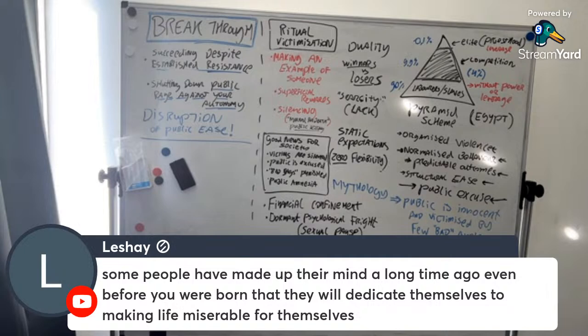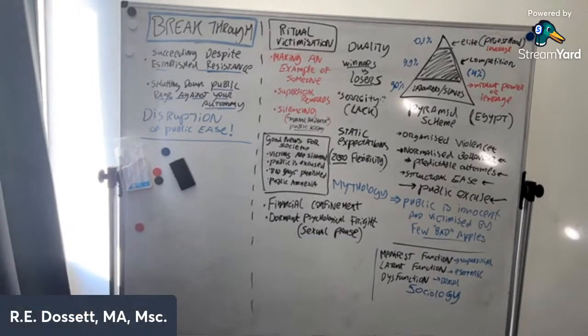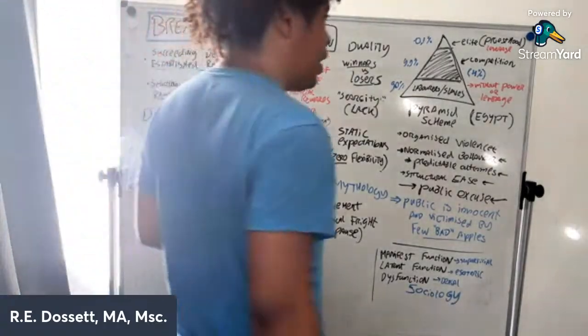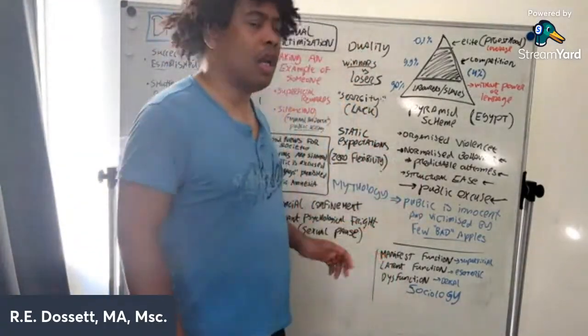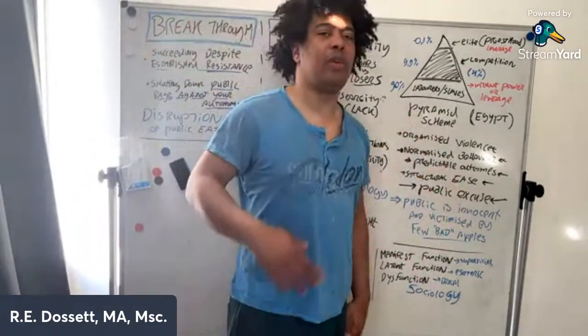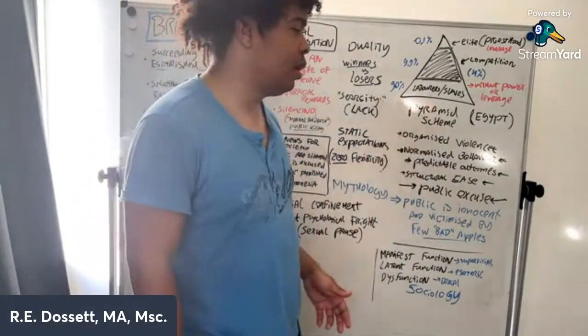Some people have made up their mind a long time ago, even before you were born, that they will dedicate themselves to making life miserable for themselves. Indeed. Some folks just don't want solutions, they just want to escape. So they've already embraced misery. They've embraced misfortune. If these people embraced misfortune even before you were born, what makes you think that you, born now as a little baby, can change that?